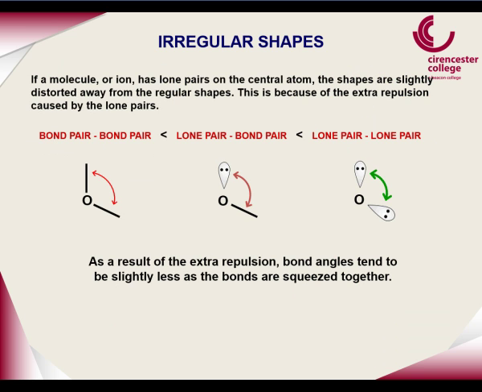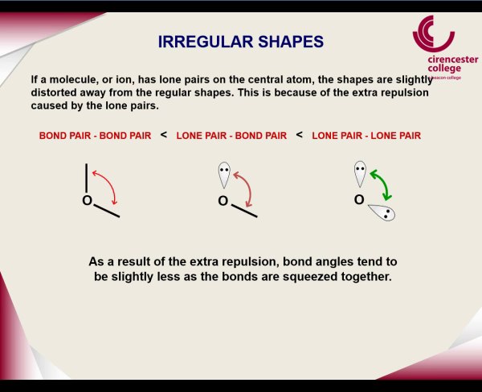A bit more tricky is when we're dealing with what we call irregular shapes. These are shapes where 1 or more lone pairs play an important role. Now if we look at the picture on the left on the screen, we see that we got 2 bond pairs.